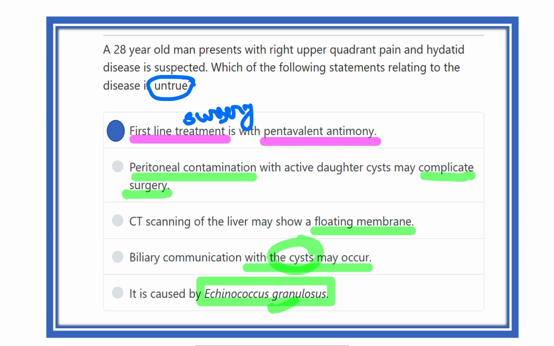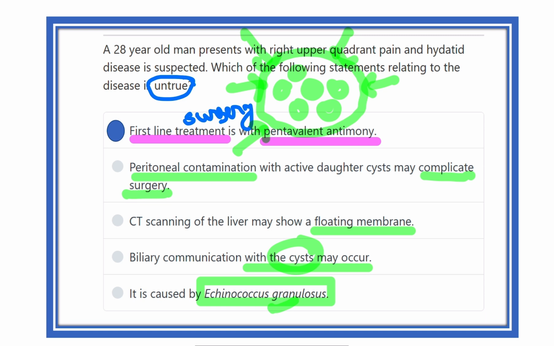It is not true, because here we can see the cyst is present and it is covered by a fibrous membrane. So it is not possible for the pentavalent antibody to penetrate the fibrous capsule. The pentavalent antibody actually has no role, because it cannot penetrate the wall of the hydatid cyst. So here the pentavalent antibody has no role.